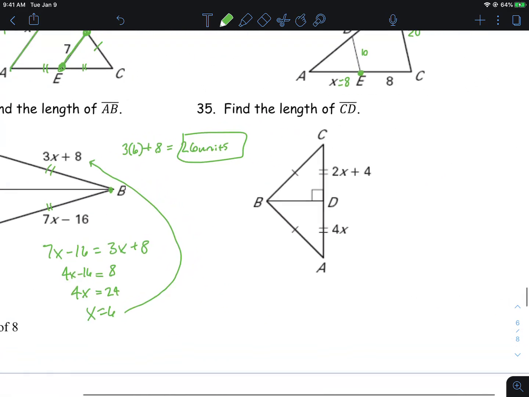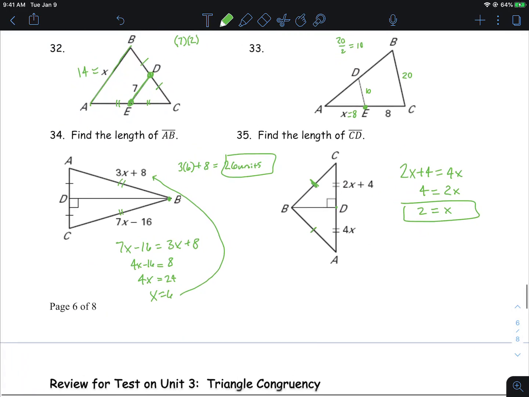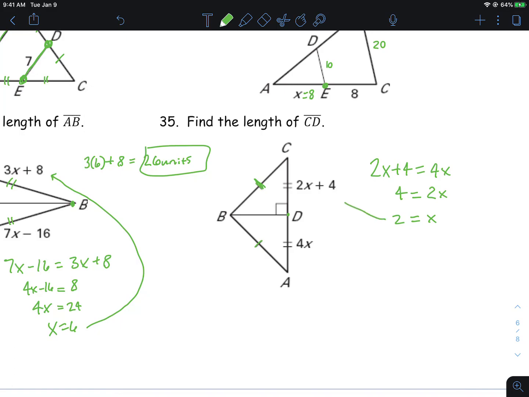Okay, next one's pretty much the same thing with some different numbers here. You have 2x plus 4 equals 4x. So they're telling us that this point B here is equidistant right there, so it must lie on a perpendicular bisector. Set those equal. Most of y'all would not have done anything different. When you subtract, you'll get 4 equals 2x, and then when you divide, you get x equals 2. Okay, and since they didn't want the value of x, they wanted CD, I guess we can go plug that right back in there. 2 times 2, and then plus 4, that comes out to 8 units. And that'll be it.